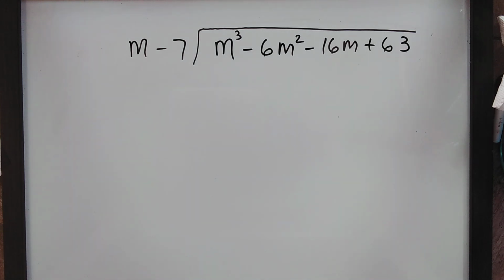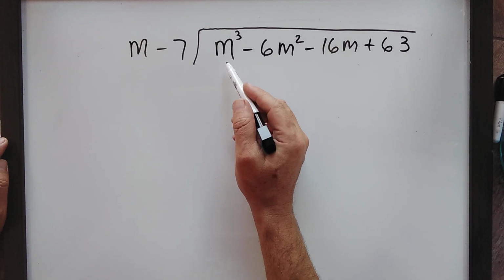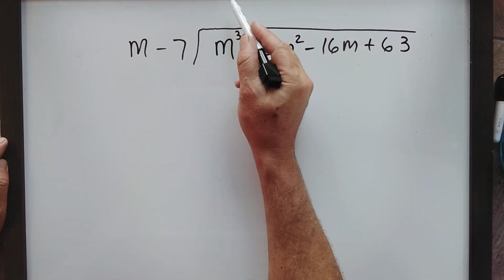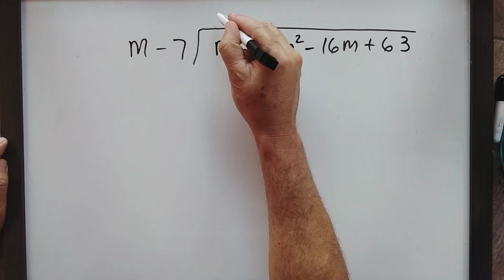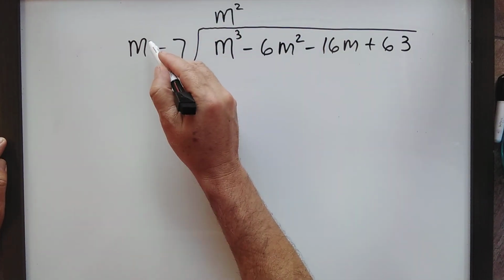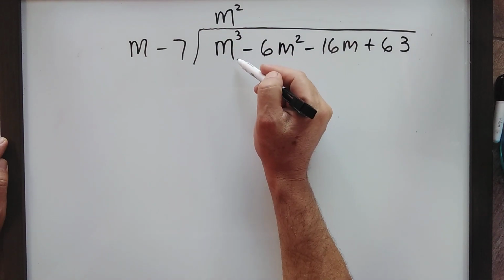Okay guys, next example, right? The only thing that I see different is now I have an extra term, so that means that you have to go one more step, but the procedure is the same exact thing. Divide m to the third by m, that gives you what? Or m times what will give you m to the third? That'd be m to the second, right? Because when you add the exponents, you get m to the third, right?